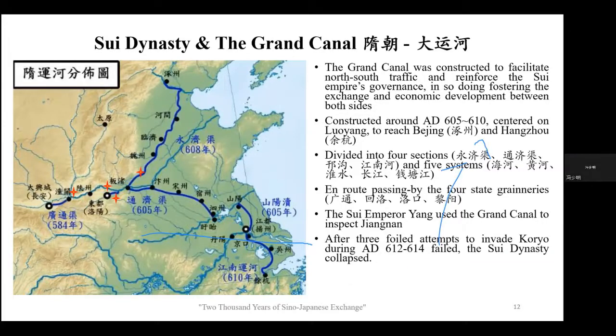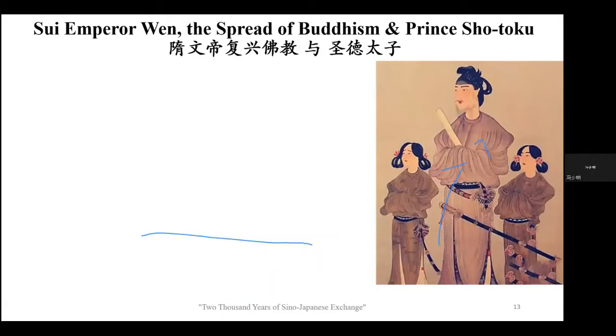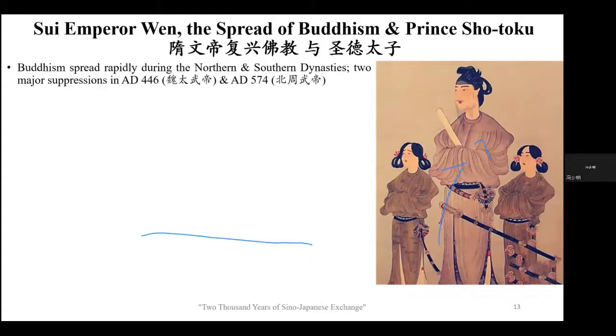And after 3-4 attempts to invade Koryo during 612, the Sui dynasty finally collapsed. So we have the Sui Emperor Sui Wendi and the spread of Buddhism and the Prince Shotoku. This is an important period for Japan.